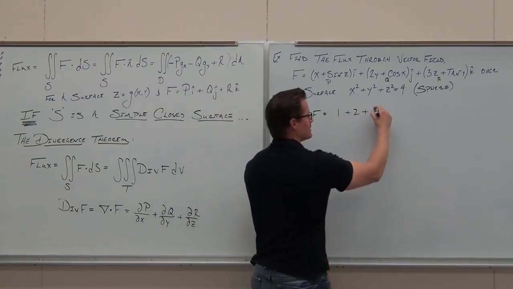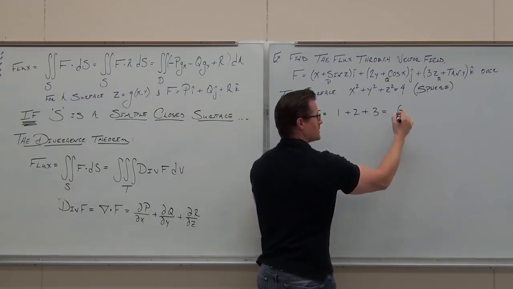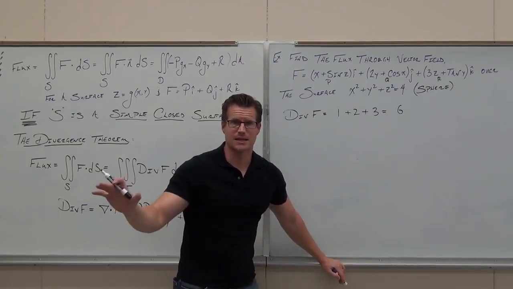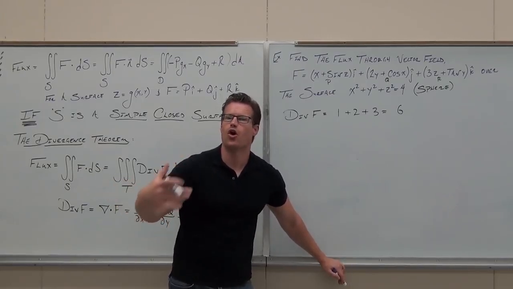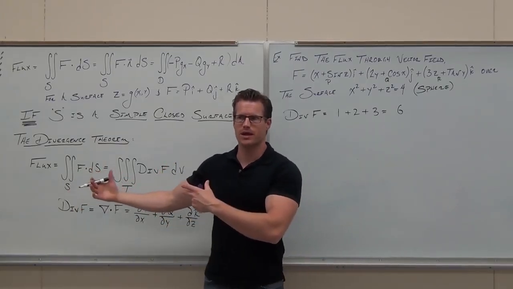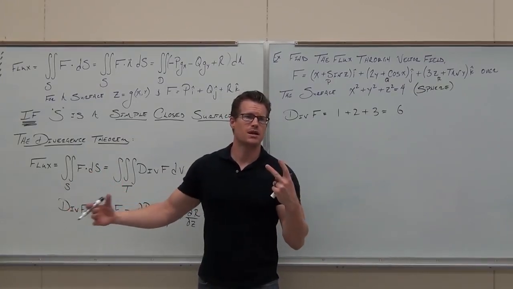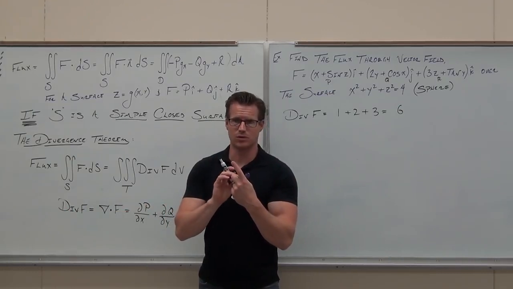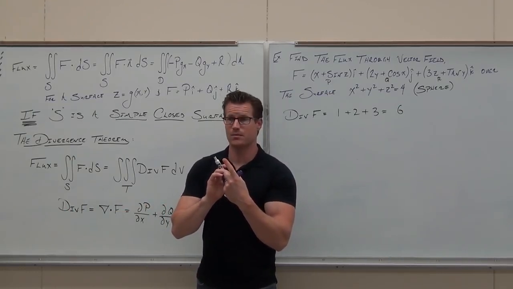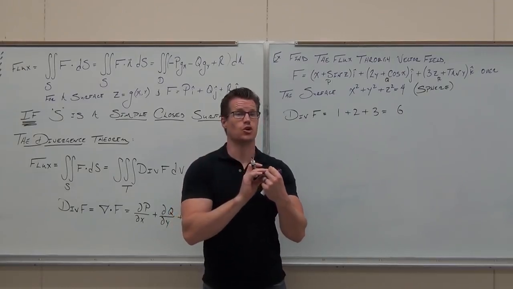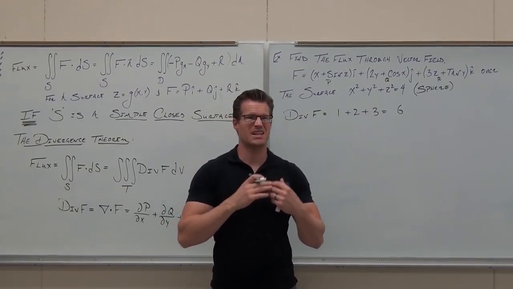And 3 equals 6. Wait a minute, that's it? That's all? Yeah, that's it. I told you this stuff doesn't get harder. The theorems people create aren't intended to make your lives harder. They're intended to do one of two things: either make the hard stuff possible, not necessarily easy, but maybe possible, and make the hard stuff that is possible easier. Does that make sense? It's designed to make it easier.